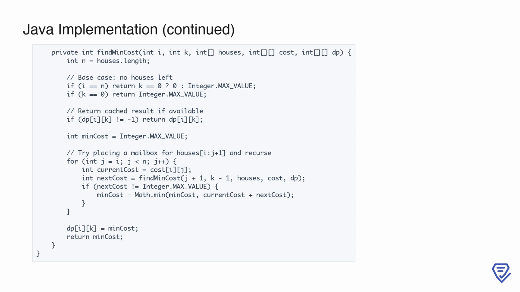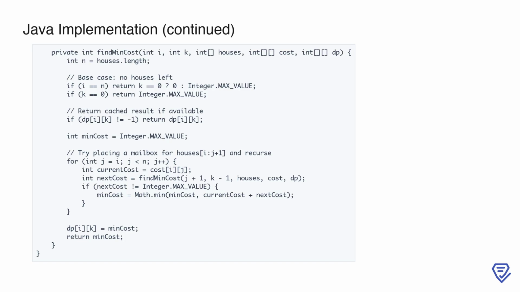The base cases are straightforward. If there are no houses left to process and we have used up all mailboxes, the cost is 0. Conversely, if we run out of mailboxes before placing all houses, the result is set to Integer.MAX_VALUE to indicate an invalid scenario. If the result for the current state has already been computed, we simply return the cached value from the DP table.